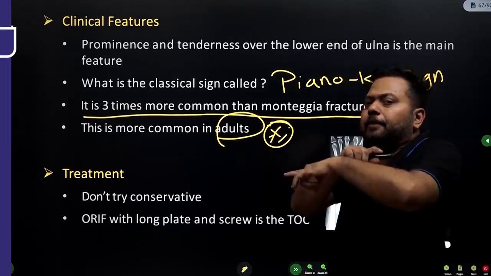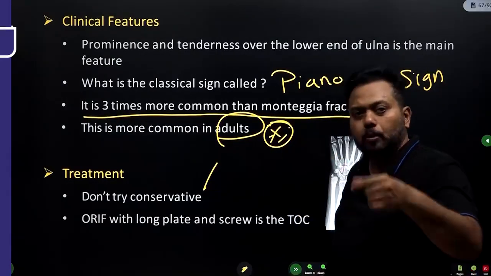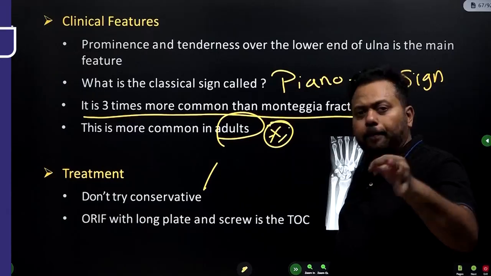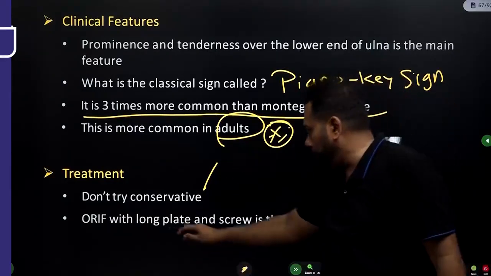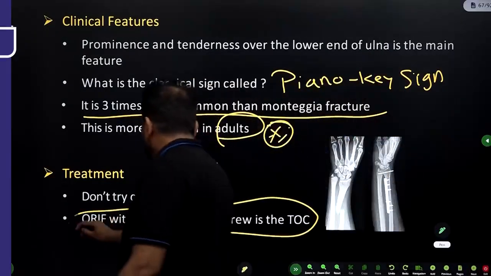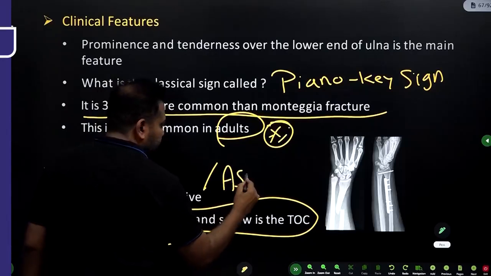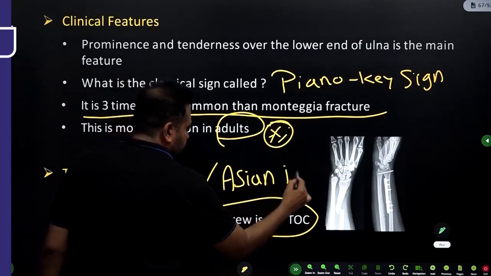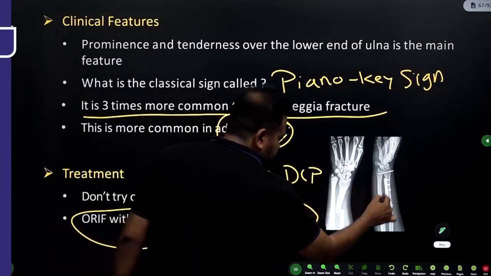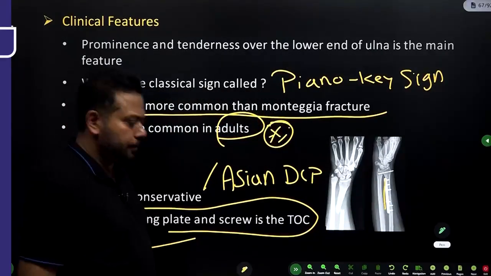Coming to treatment, never try conservative management. The only treatment is open reduction internal fixation with a long plate and screw as the treatment of choice. This plate, everyone knows, is called the Asian dynamic compression plate, Asian DCP. You see here, Asian dynamic compression plate.